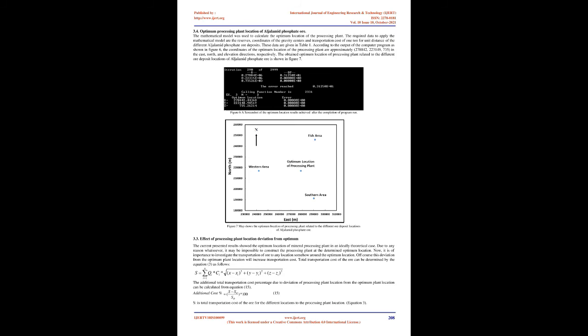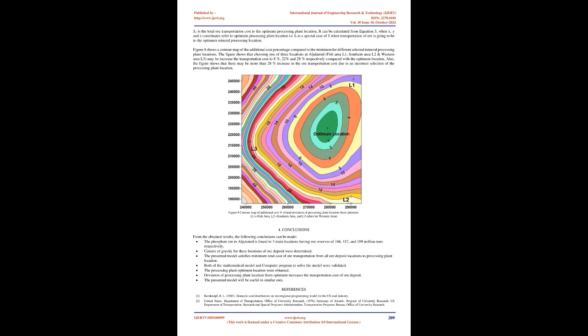Determination of gravity center coordinates of ore deposit consists of 2 steps as follows. First, calculation of the gravity center of each triangle of ore deposit using equations 7, 8. Second, application of the moment method, equations 9, 10, 11. The ore reserves and gravity center of different locations of Aljalamid phosphate ore deposits are shown in Table 1. 3.2 Optimum processing plant location. The optimum location of processing plant requires the number of ore deposit locations, n, reserves, chi, and center of gravity for each location, xi, yi, zi.